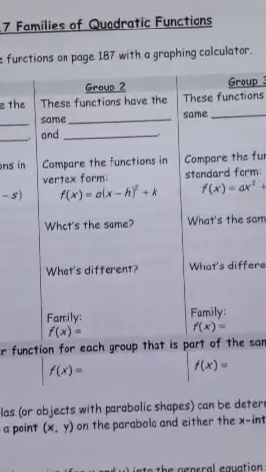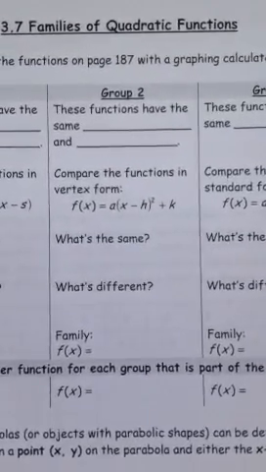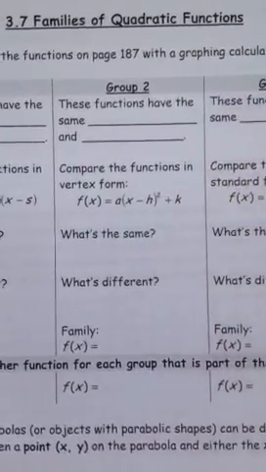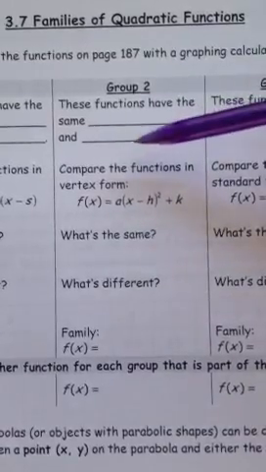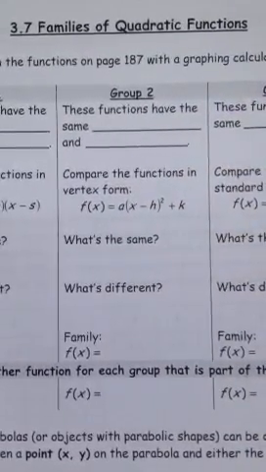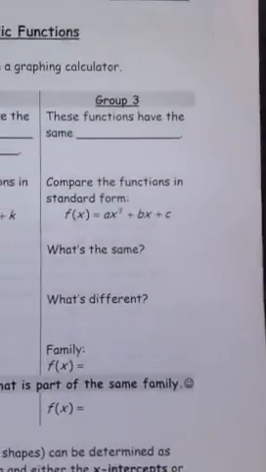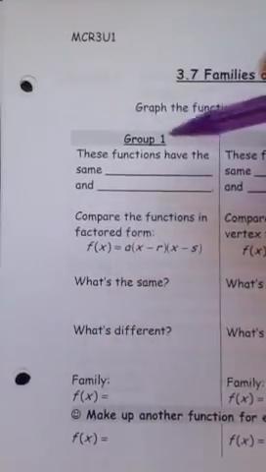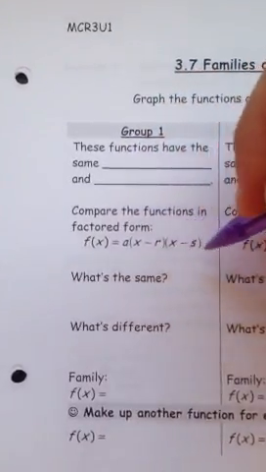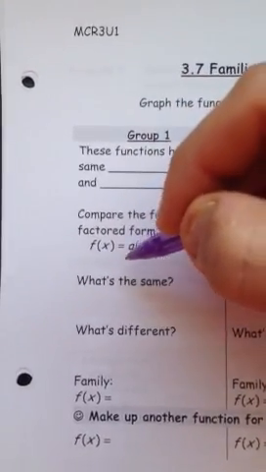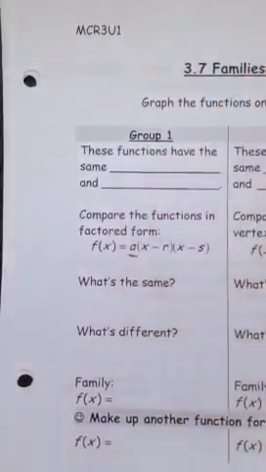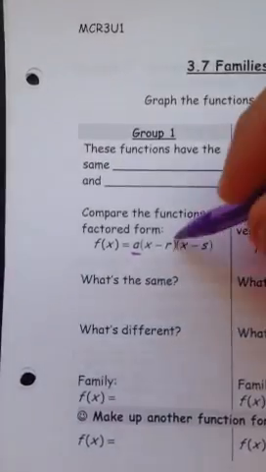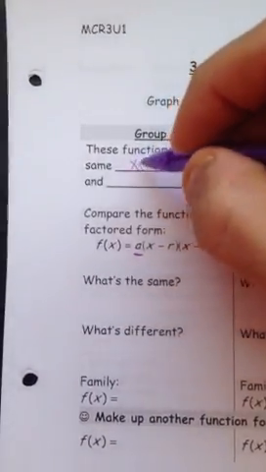In group number 2, these functions are in vertex form, and you know that because you have a(x - h)² + k. In group number 3, you have standard form. So let's fill this table out. In group number 1, these functions all have the same x-intercepts. What varies is your a value.